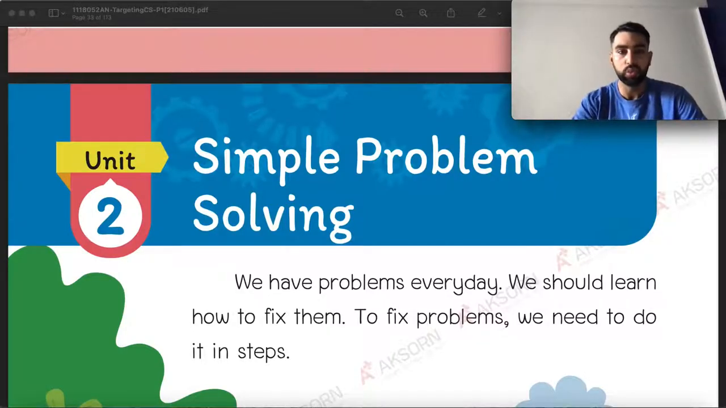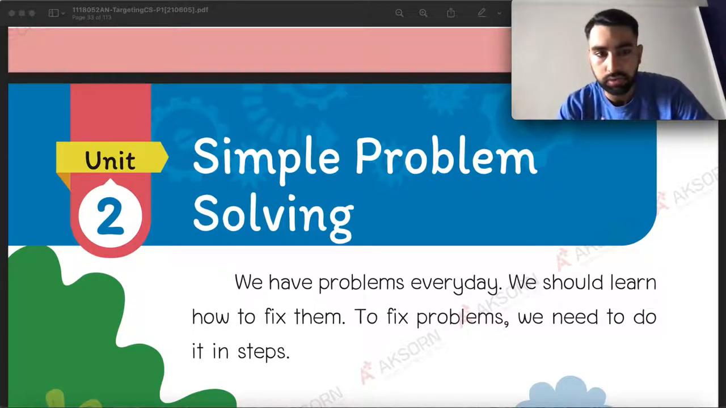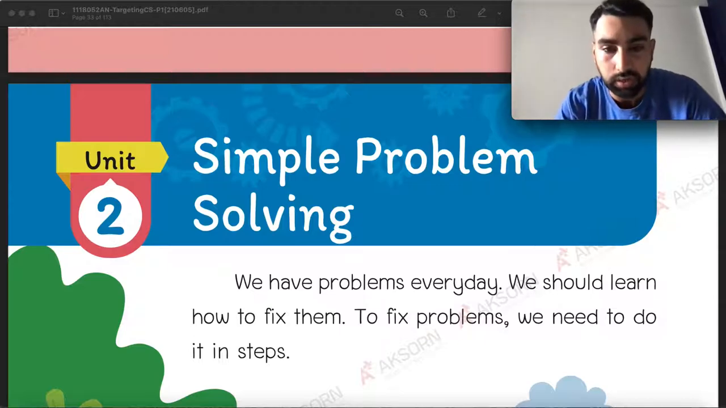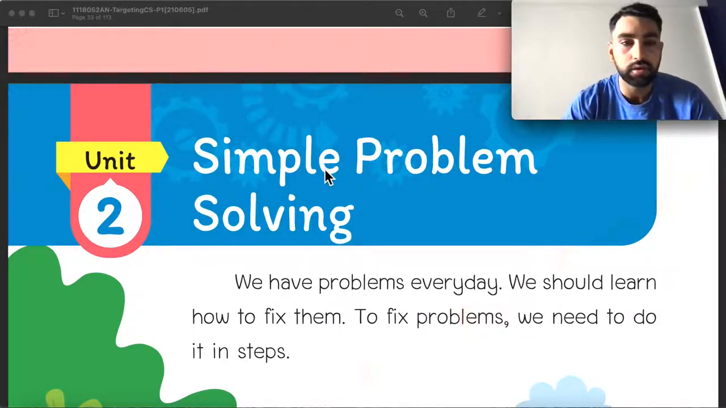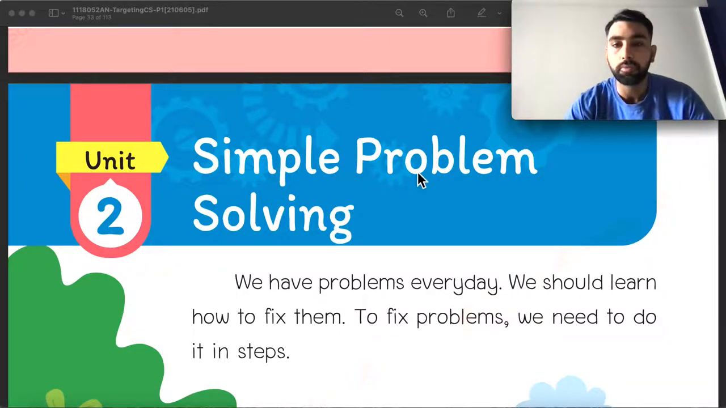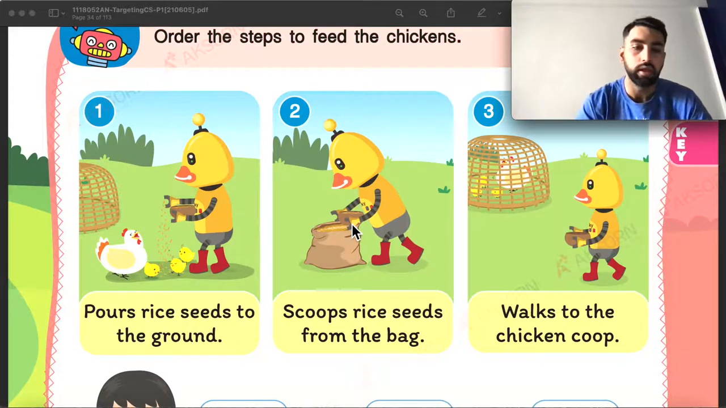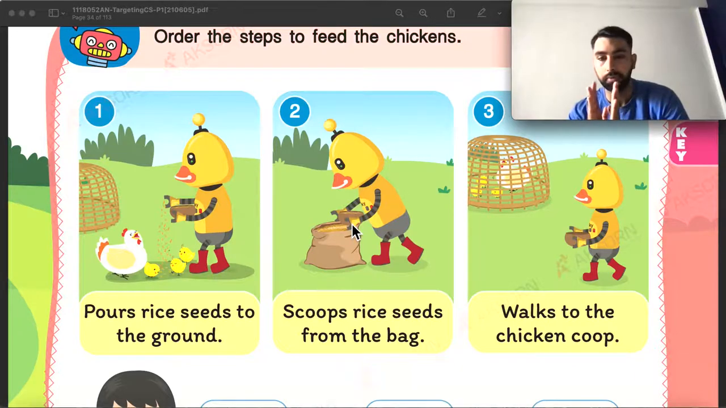Okay students, this was our unit 2. The first topic of unit 2 was simple problem solving. Now we're going to review step by step what we studied in this unit, and then we will go back to the last topic of this unit. As you can see in the picture, we solve the problem by steps, in an appropriate order.